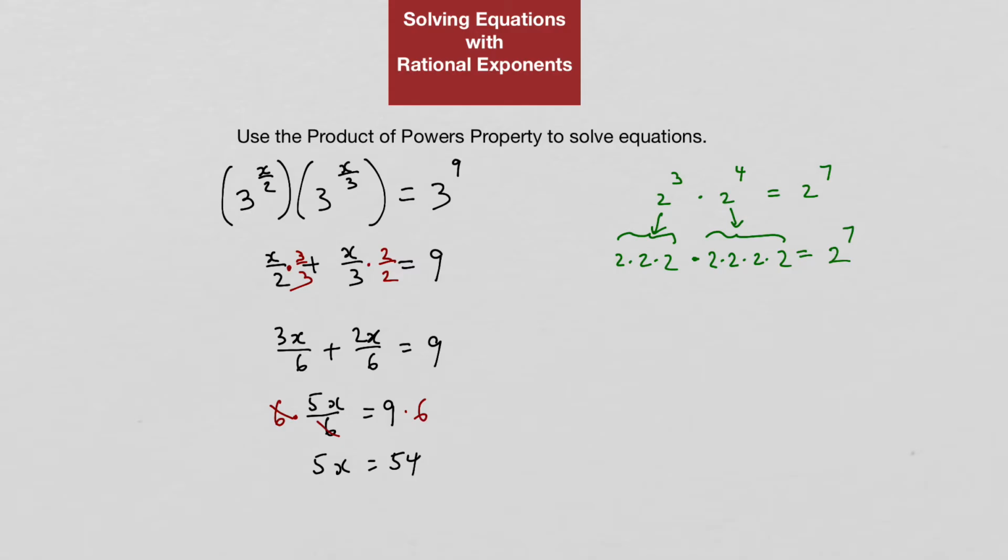And then we want to isolate x. So we're going to need to divide both sides by 5. So we're going to divide this by 5 and this by 5. And then our final answer is x is equal to 54 over 5. And it's okay to leave it as an improper fraction. So that's using the product of powers property to solve this particular equation. So let's move on to example number 2.